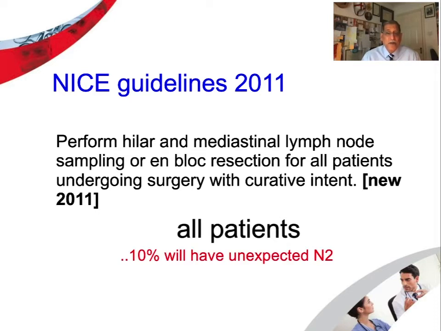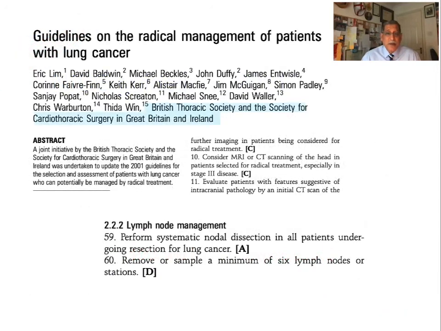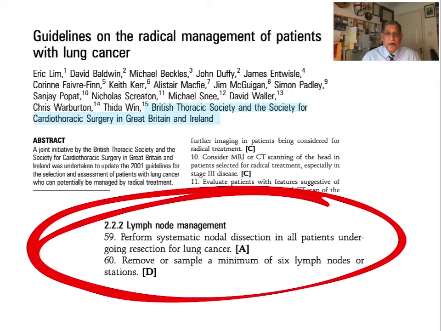The reason for this is you will find that 10 to 15% of routinely harvested nodes are involved with metastasis, even if not expected on the CT or PET scans. We published our own results in Southampton in 2011, and we reported a similar incidence of unexpected 10% N2 nodes. The guidelines from the BTS published in the same year say the same: perform systematic nodal dissection in all patients undergoing curative surgery for lung cancer. Almost all the other governing bodies agree on this issue.